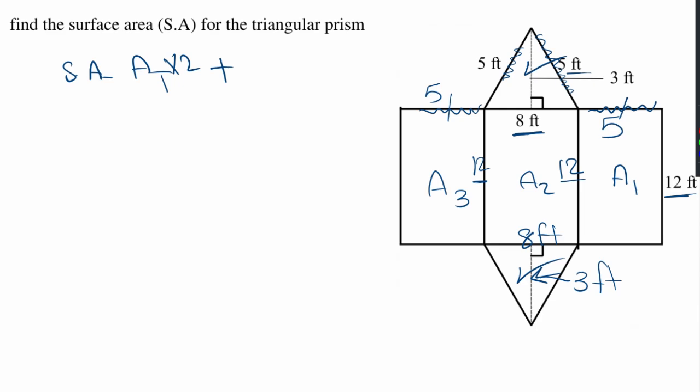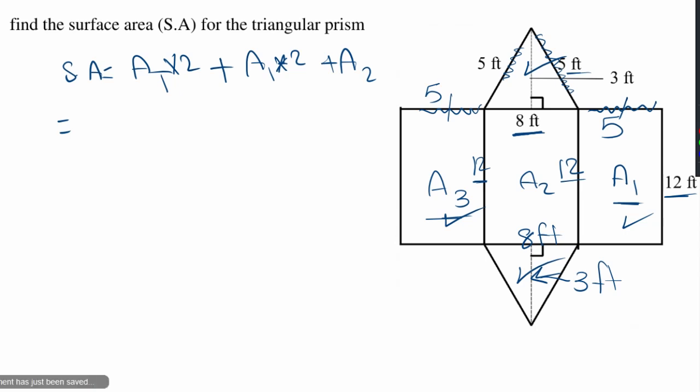Area 1 is 5 and 12. Area 2 is 8 and 12. They are different. But area 3 is 5 and 12. So area 1 is the same as area 3, so you can get area 1 times 2. And what's the remaining? Area 2, which is 8 times 12. Let's make our calculations.